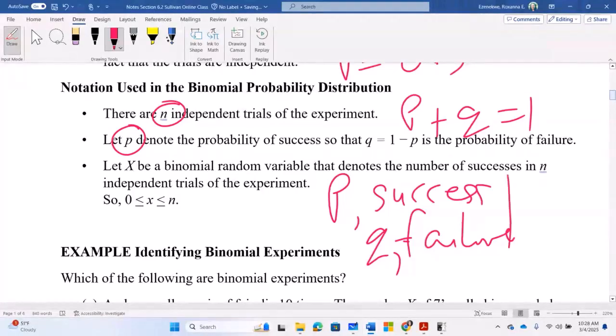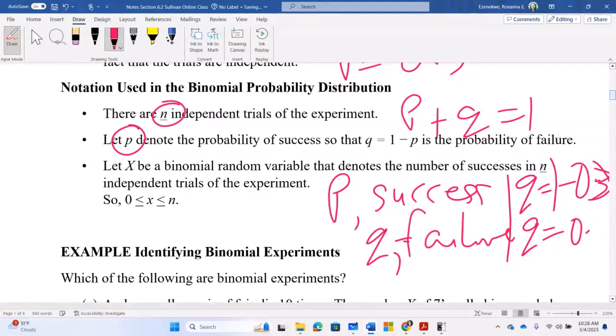If I'm looking for failure and I'm given a success, suppose success is 0.3, then I subtract 0.3 from 1 and I get failure. So if the probability of scoring an A in a test is 0.3, 30%, then the probability of not scoring an A is 1 minus 0.3, which is 0.7.